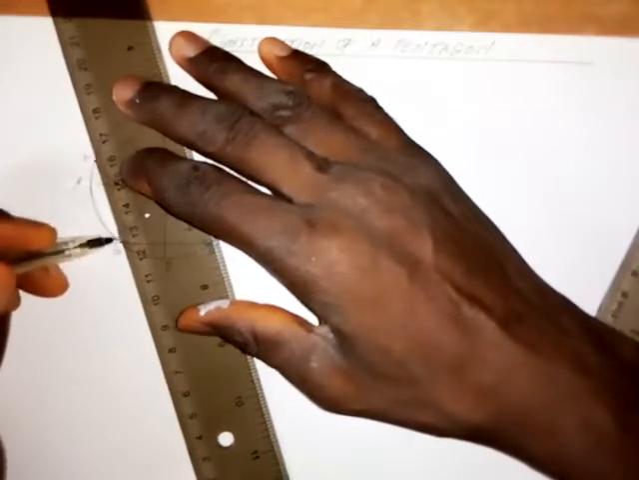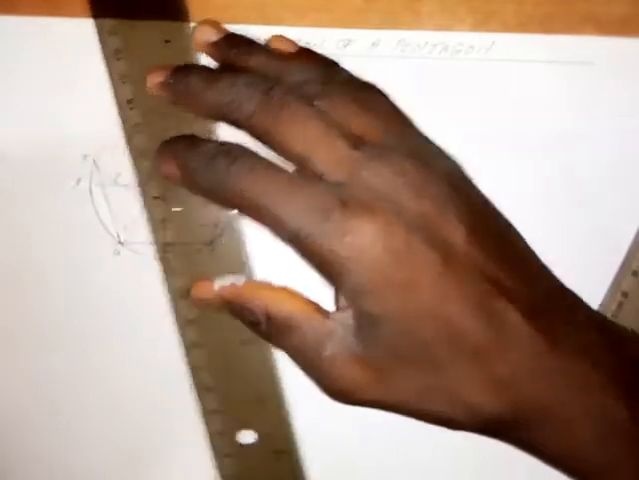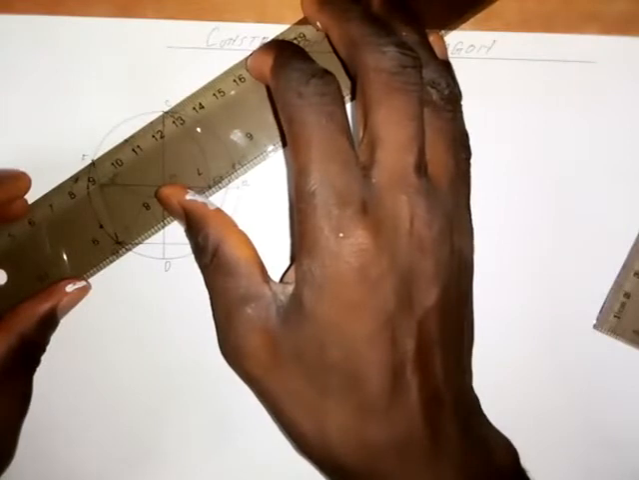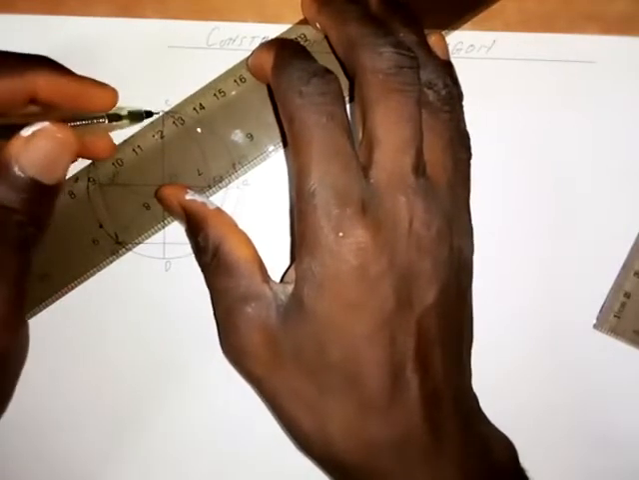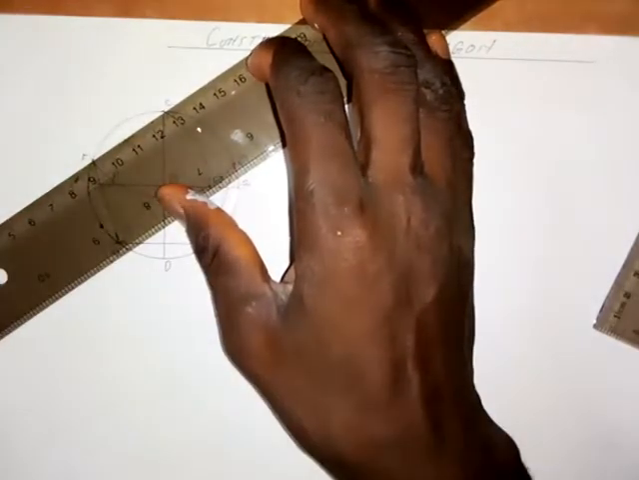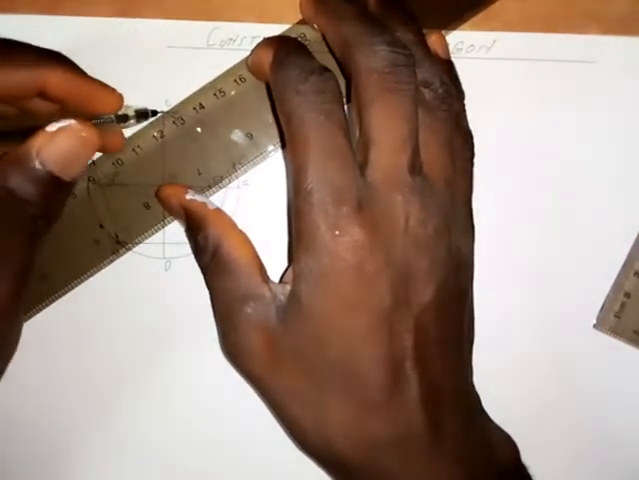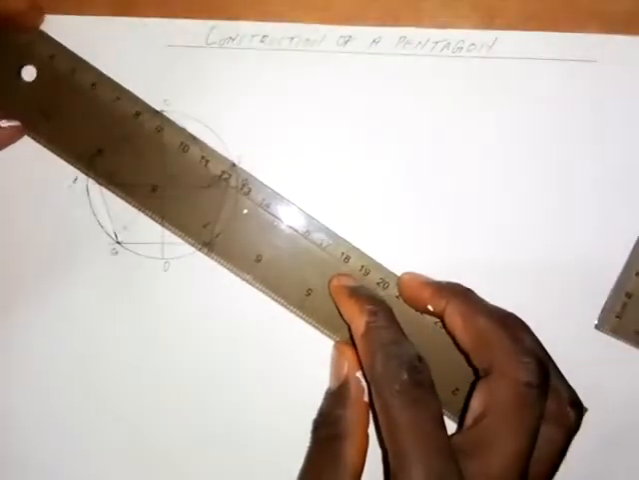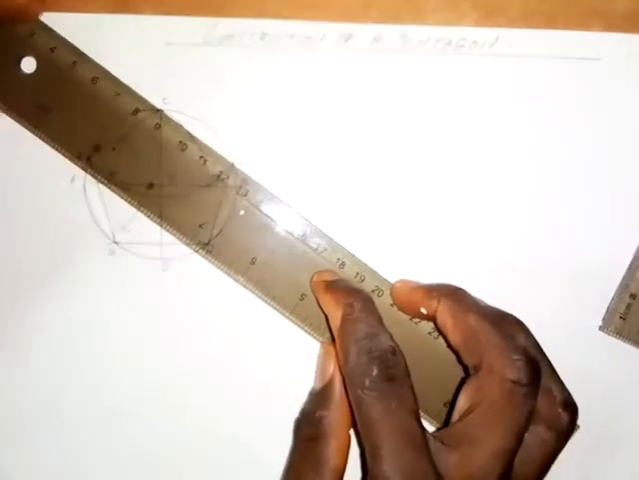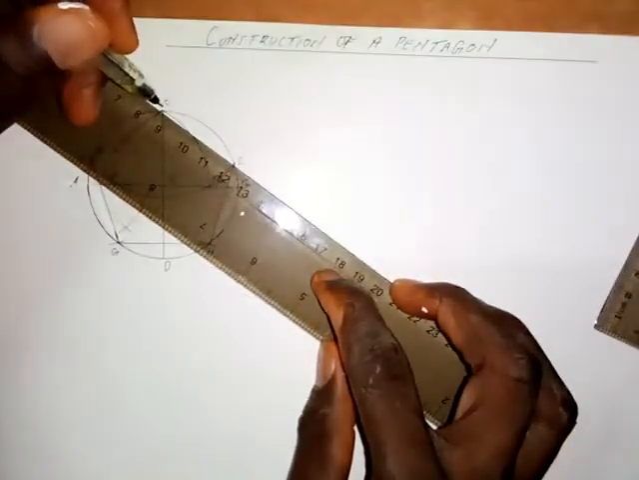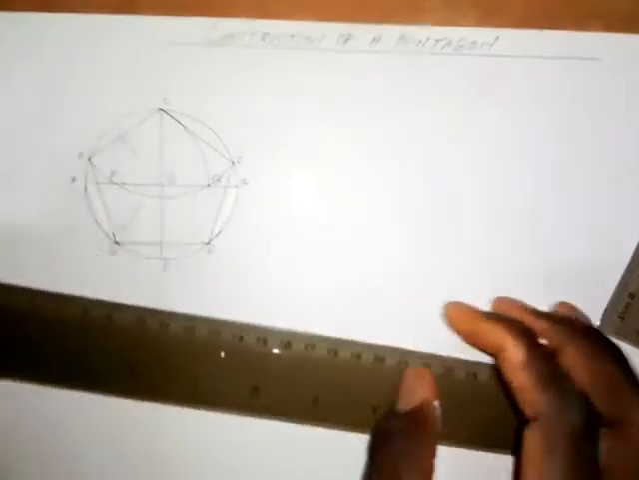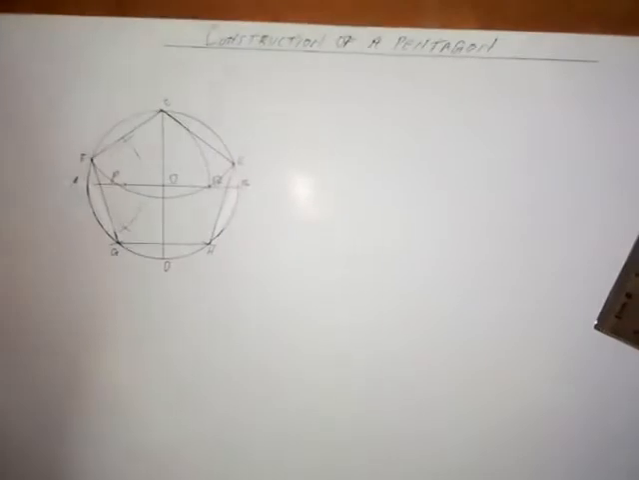Okay, so join GF together, or FG, then we join CF together with a straight line. So CF together with a straight line, so it goes like this. Then we join CE together with a straight line, so it goes like this. Okay, so this is a regular pentagon.